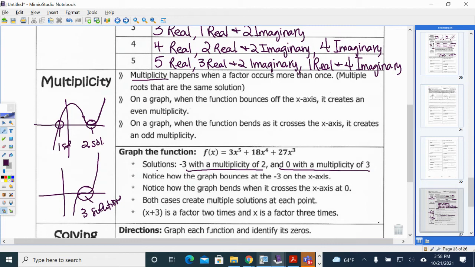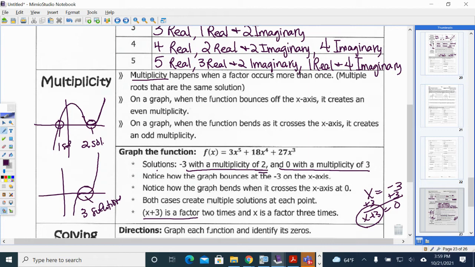And I've already talked about the next bullet. Notice how the graph bounces at the -3 on the x-axis. It bends as it crosses the x-axis at 0. Both cases create multiple solutions at each point. Because one of the solutions is x equals -3, if we add the 3 to both sides, the x plus 3 is what we call a factor. X plus 3 is a factor, and it's a factor twice because the solution occurs 2 times.